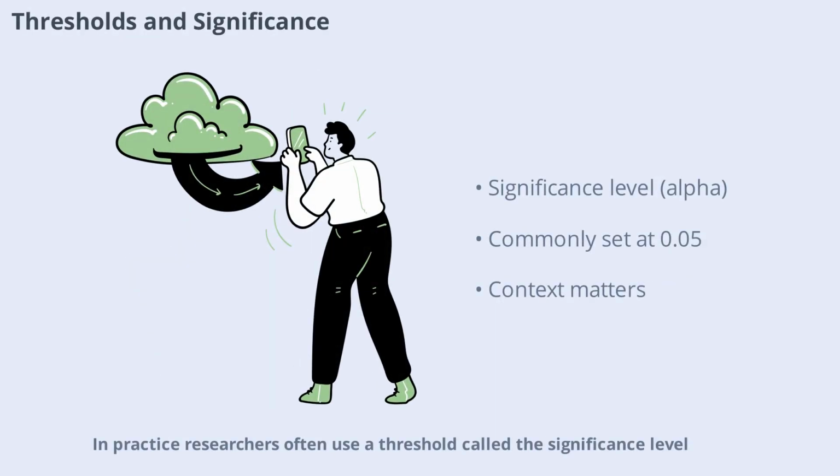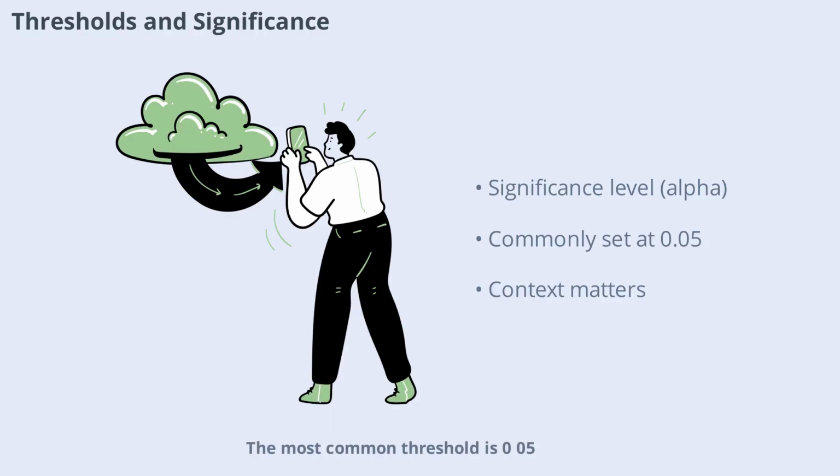In practice, researchers often use a threshold called the significance level to decide whether a p-value is small enough to reject the null hypothesis. The most common threshold is 0.05, but this can vary depending on the field or the specific study. If the p-value is below this threshold, the result is considered statistically significant. However, the choice of threshold is somewhat arbitrary and should be justified based on the context of the research.